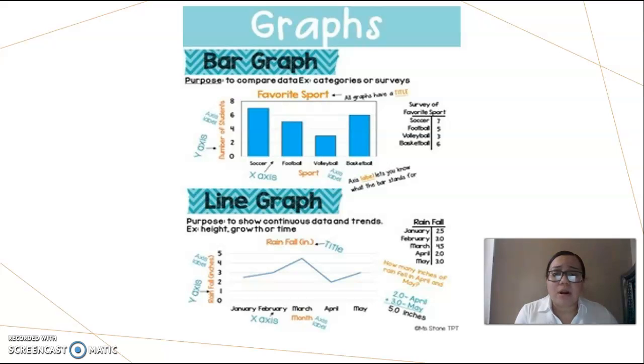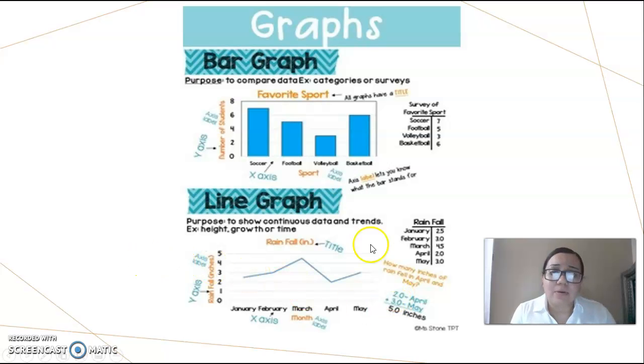So a bar graph is to compare, guys. You compare anything, whether it's who likes what kind of fruits, see how many like apples, or see if more people like bananas. You can do sports like they did here. You can do subjects. You can do anything, guys. Anything you would like to compare data.